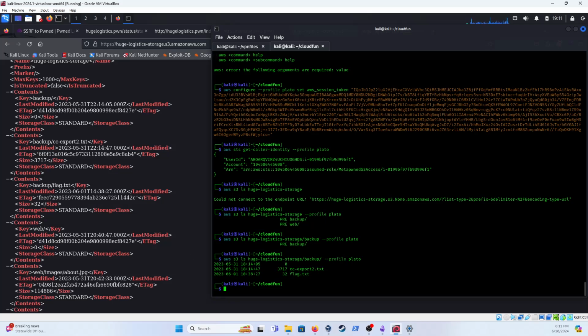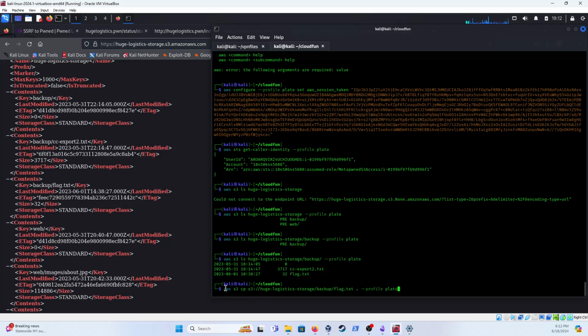So the next command is basically pretty similar. We're gonna do cp, S3, and then the site, and let's get the flag.txt. The dot just means it's going to be put in the current directory, and then profile Plato.